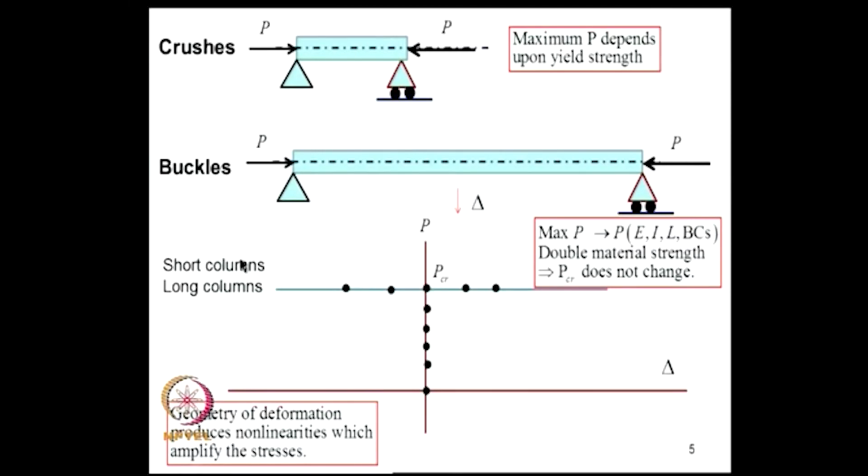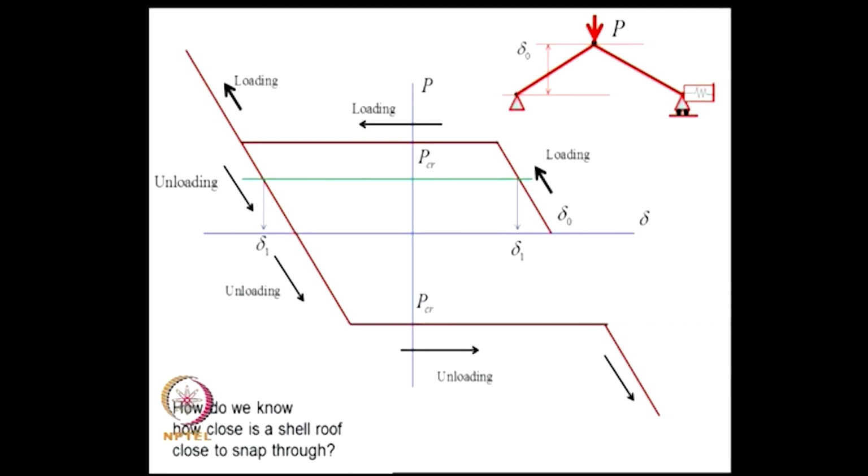Those columns which behave like this are called short columns, and those columns which behave like this are called long columns, and this type of behavior is known as buckling. This is something that you would have studied in your strength of materials. Now, let us see how we can develop this idea further.